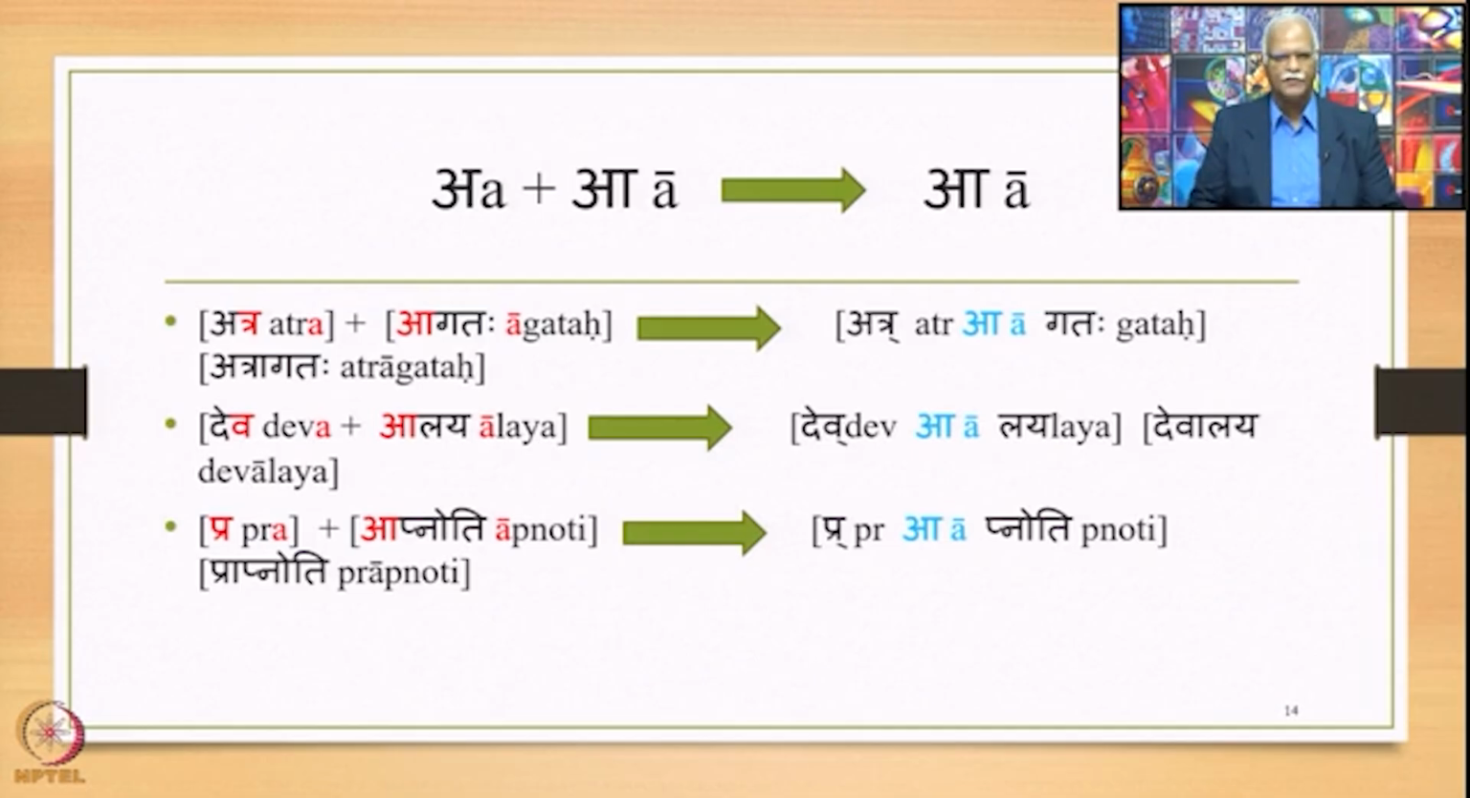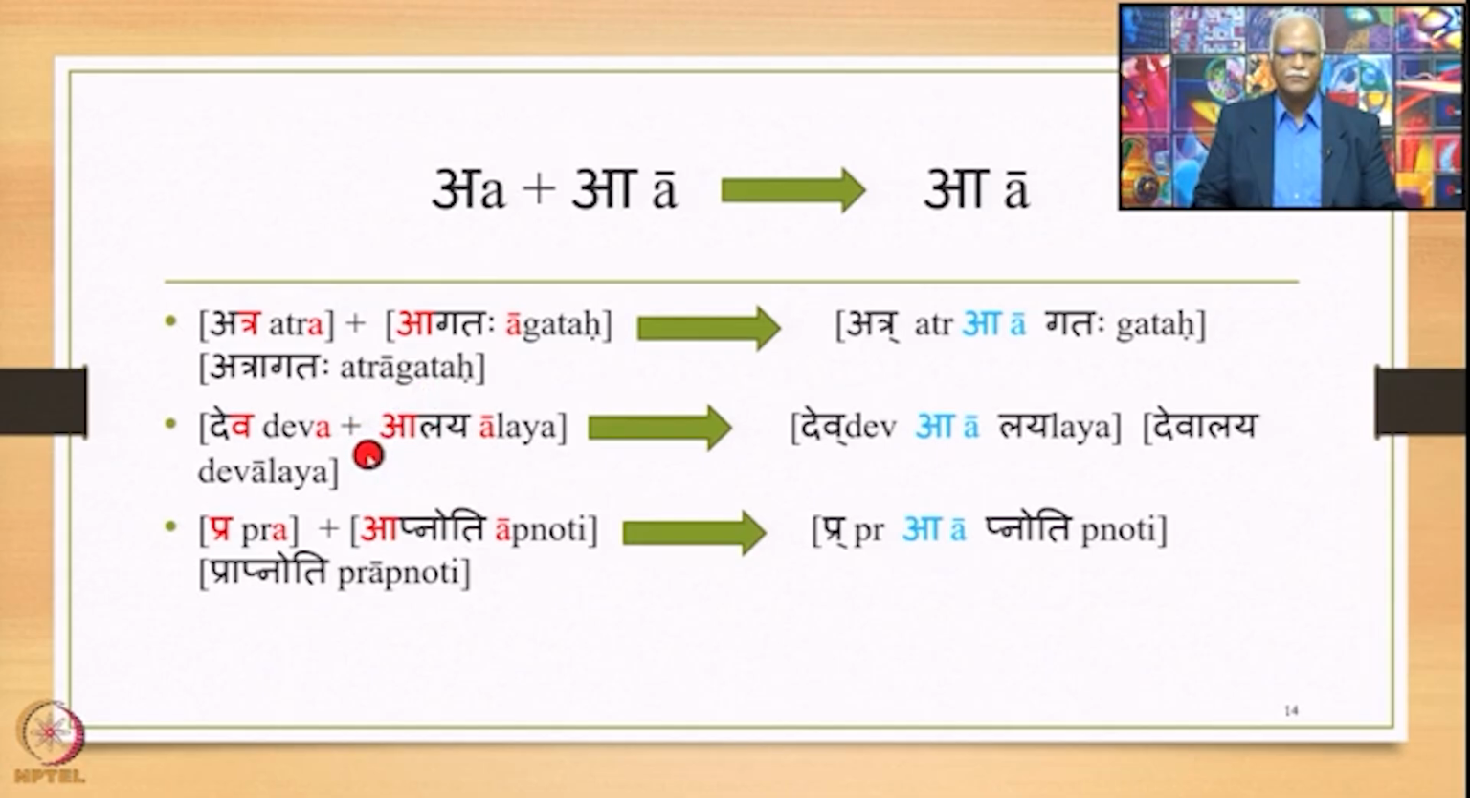Here we have a coming at the end of this first pada and a coming at the beginning position of the second pada. So we have a plus a. Now in place of both of them, we get the long substitute, namely a. So we have atra, a and gataha as the output generated by 6.1.101 on this particular input. So we have atragataha as the resultant combination in the sentence.